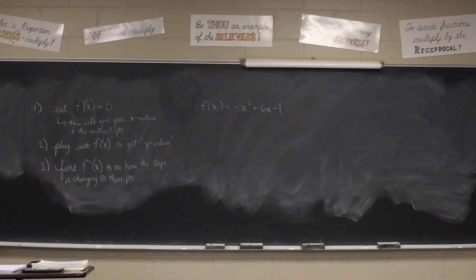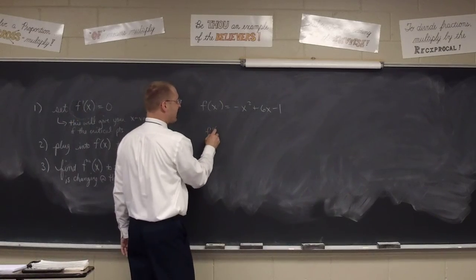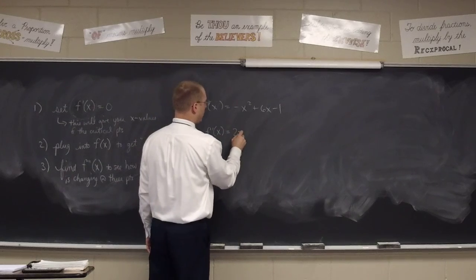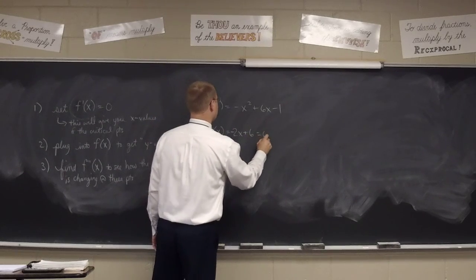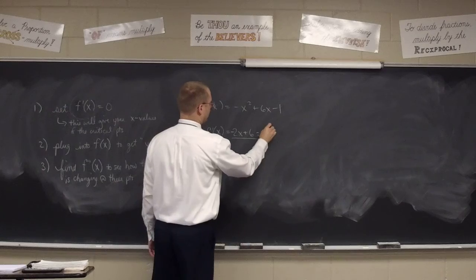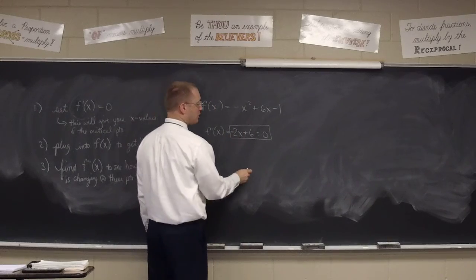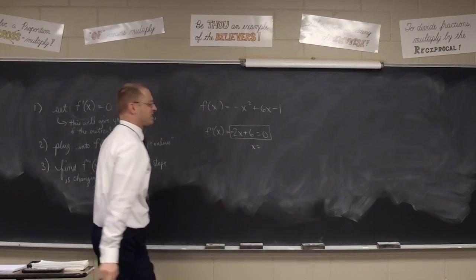So to find the slope, we would need the first derivative. And if I know the slope is supposed to be 0, I simply set the first derivative equal to 0. What is the first derivative, Quentin? Negative 2x plus 6. Negative 2x plus 6. And I'm going to set that first derivative equal to 0.